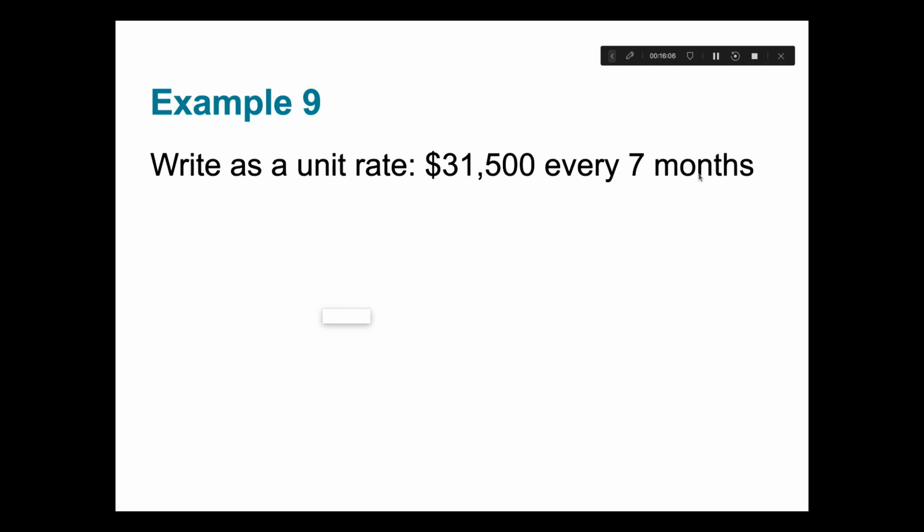I get $31,500 every 7 months. So if I want to figure out what I get in 1 month, I just take my top number and divide it by my bottom number. You would have to write it 31,500 over 7, which I did not leave you room to do.